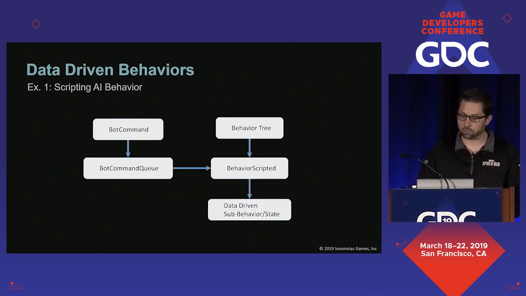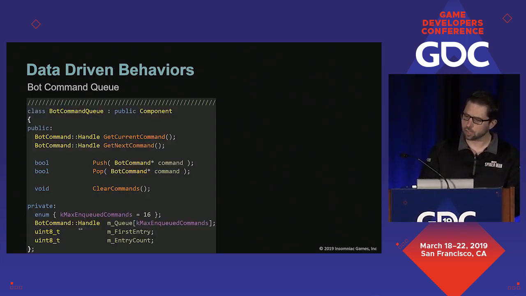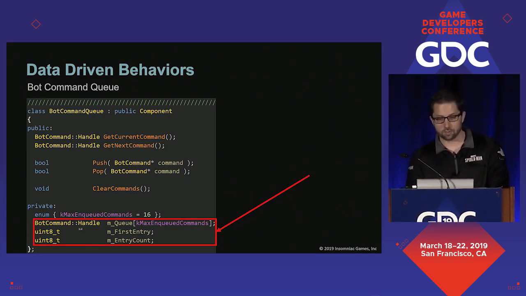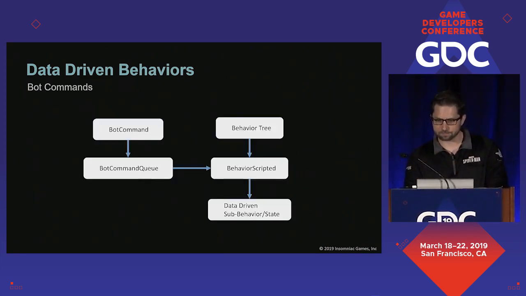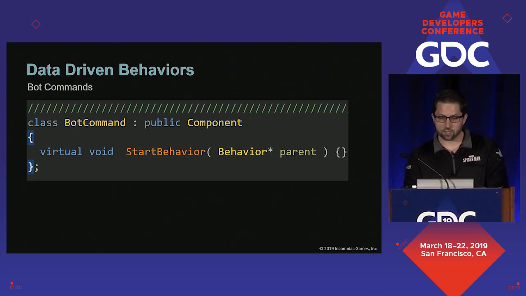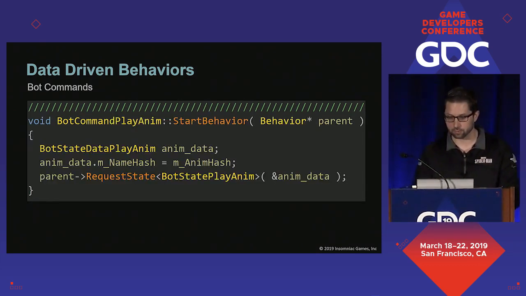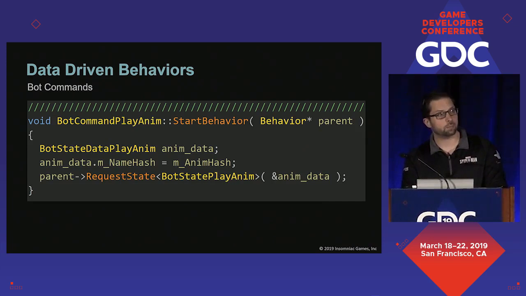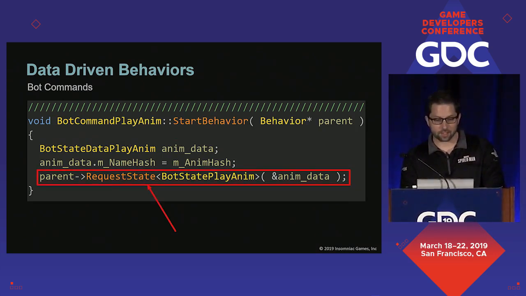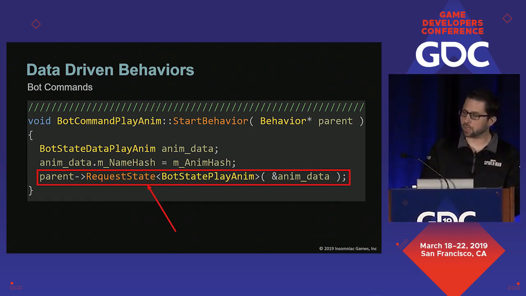Let's take a look at the individual components, starting with our command queue. All it really does is provide storage for designer commands that a bot is going to execute, and a simple interface for accessing them. Next, I want to touch on the bot commands themselves. The basic command itself is really just an interface. An actual command will use this method to start whatever behavior or state it needs to and attach it to the provided parent behavior. And here's an implementation of that method in a play_anim command. It sets up some data for a play_anim state, and then requests that state to be added to the provided behavior. All bot commands follow this format.